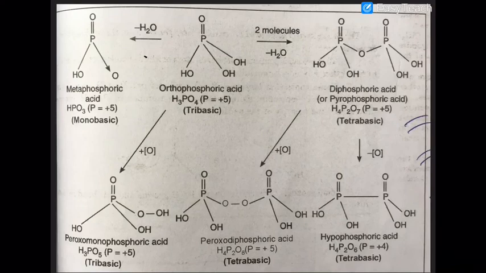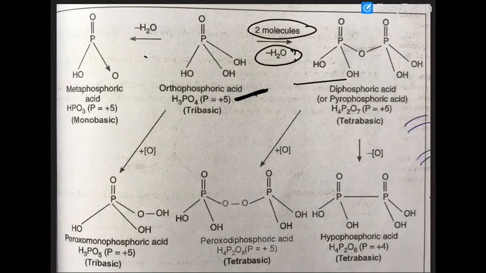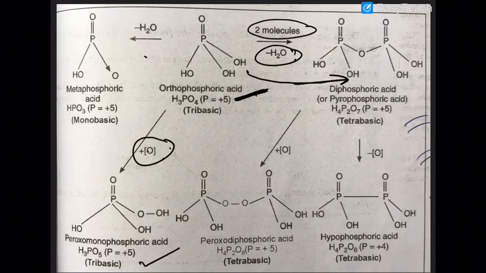Now look at that structure. This is the most important, that is called orthophosphoric acid, H3PO4. If from two molecules of this, one water molecule has been lost, it will give you pyrophosphoric acid. If to phosphoric acid you add one oxygen, it is called peroxyphosphoric acid.